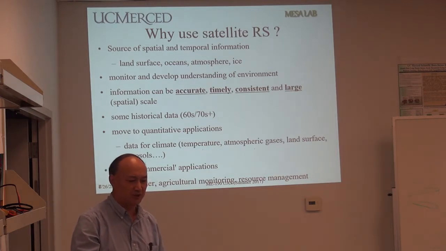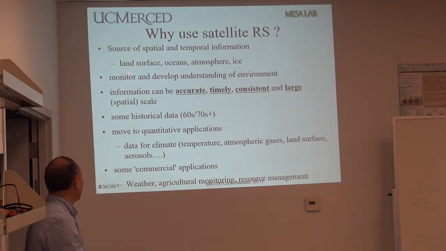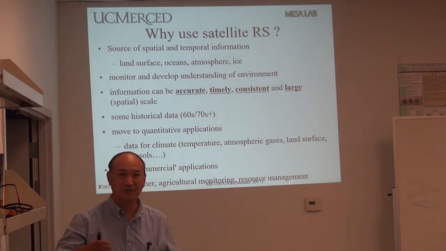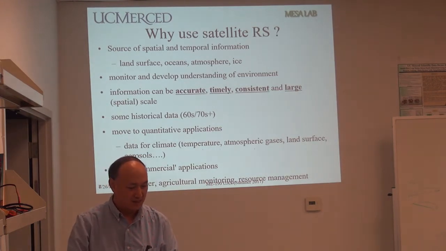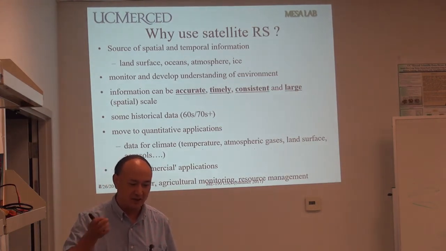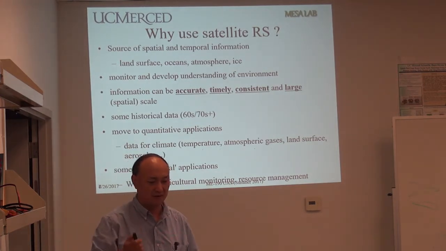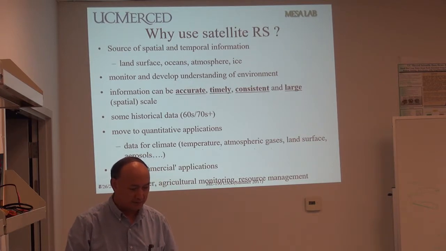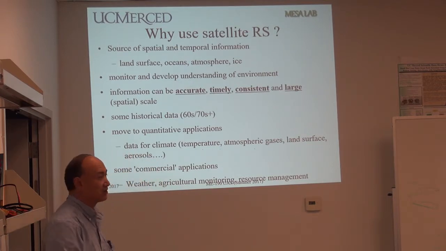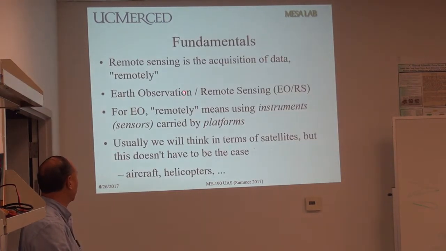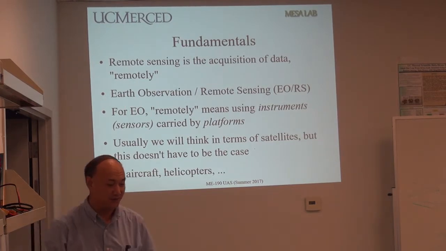So it is a source of spatial and temporal information for the land surface, oceans, atmosphere, ice, dynamics, to monitor or develop understanding of the environment. That is the initial purpose. We live on this planet, we need to understand how it changes. So information can be accurate, timely, consistent on a large scale, over the overall Earth surface. So this is EO, Earth observation. So go back and remember this EO, Earth observation. It's very big. Earth is big, right?